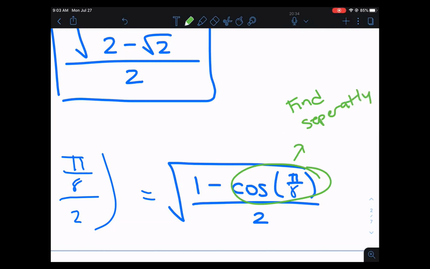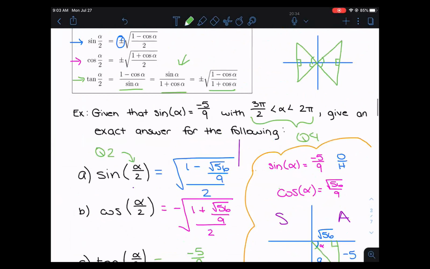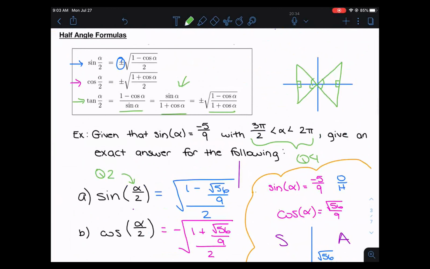So yeah, you can always find this separately. And I forgot how to spell. So yeah, you guys can always do this.